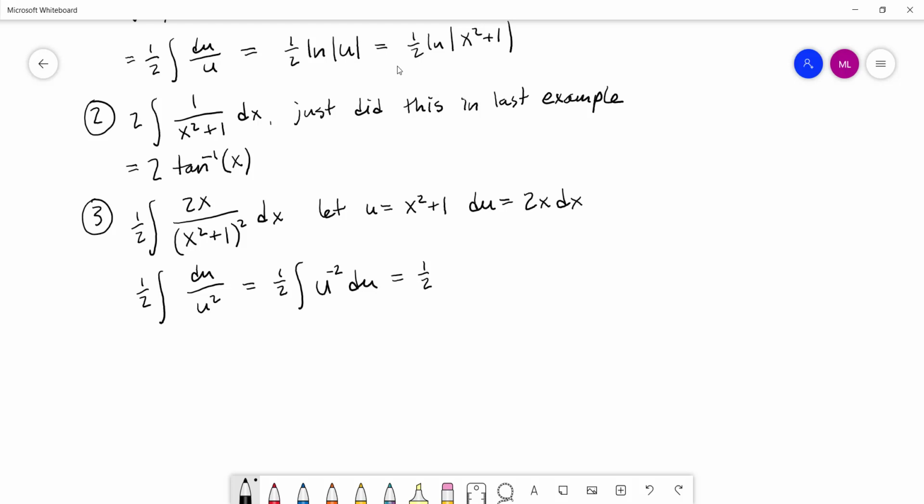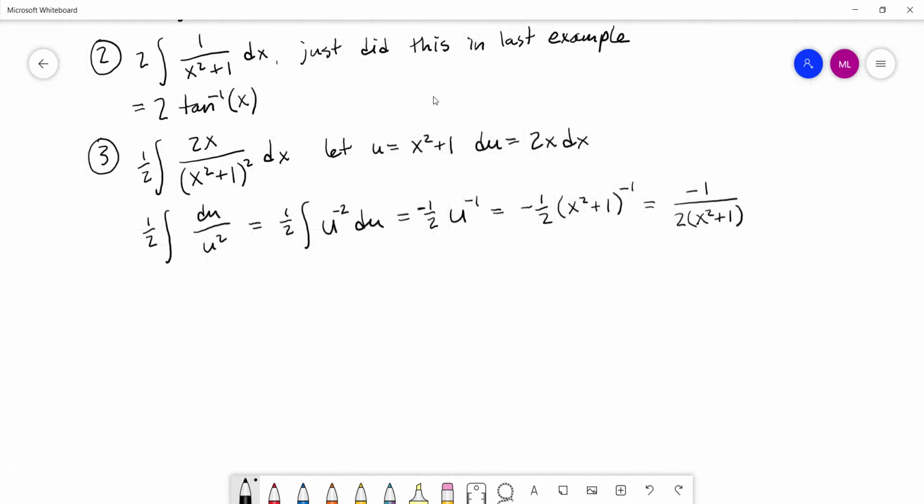And then we just need to think of what's the correct factor. If I were to take the derivative of u to the negative 1, I'd get negative u to the negative 2. I don't want that negative sign here, so I need an extra factor of negative sign to account for that. And that winds up being negative 1/2 u, which is x squared plus 1 to the negative 1. Or we could rewrite that whole thing as negative 1 over 2 times x squared plus 1. And again, plus c. So that's what that one will look like.